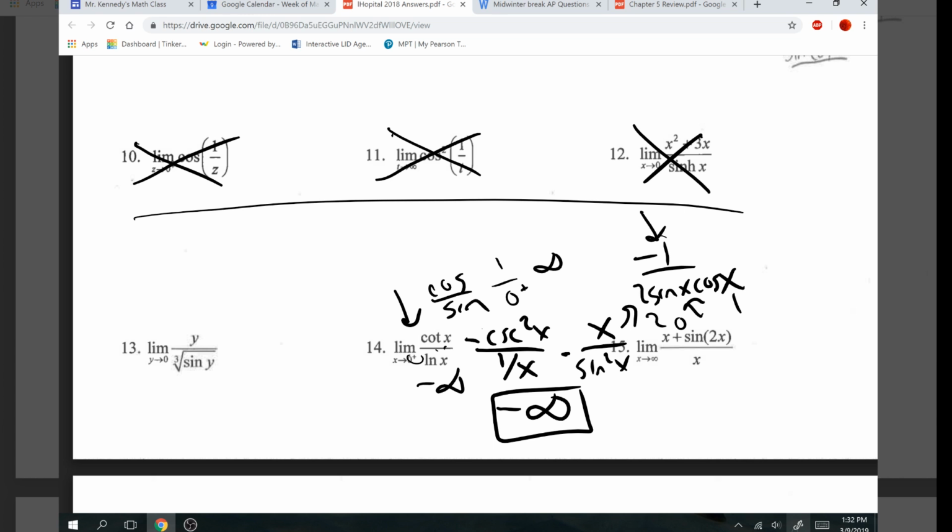I don't know if anybody really wants to see any more of these. I guess I could do 15. 15 doesn't look hard. Let's see if it isn't. If I plug in infinity, I get infinity over infinity. Cool, let's go L'Hopital's. I get 1 plus cosine of 2x times 2 over 1. And then I just plug in infinity, and I get cosine of 2x times 2 at infinity is just something doing this at infinity. And that's pretty whack.